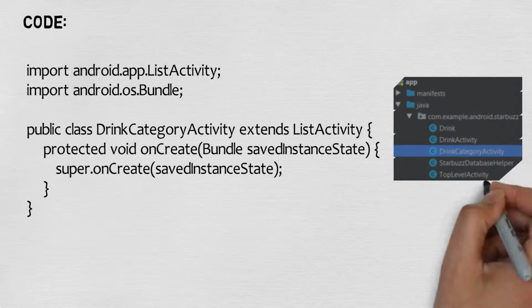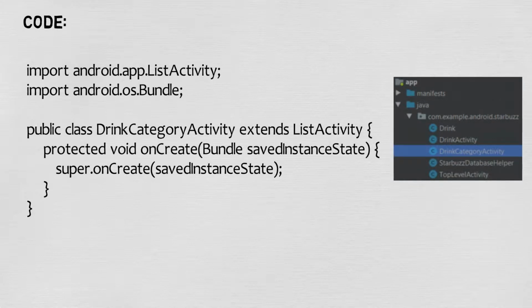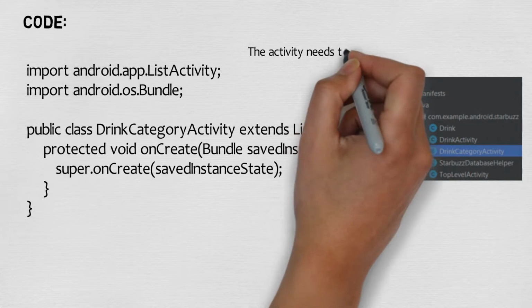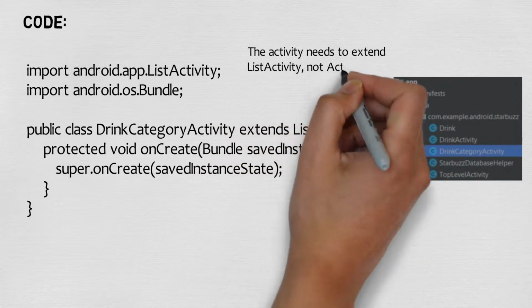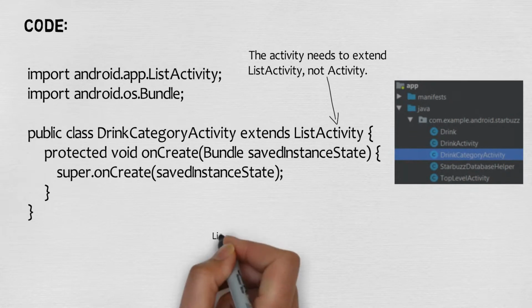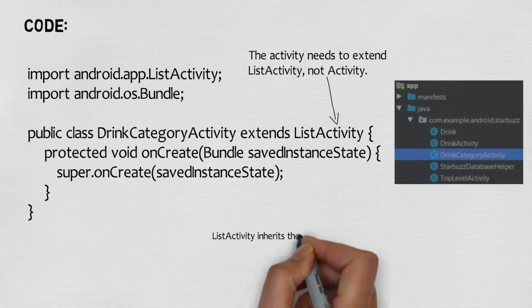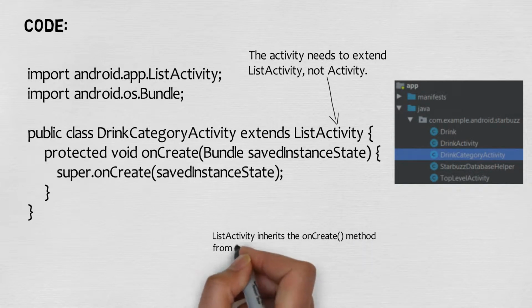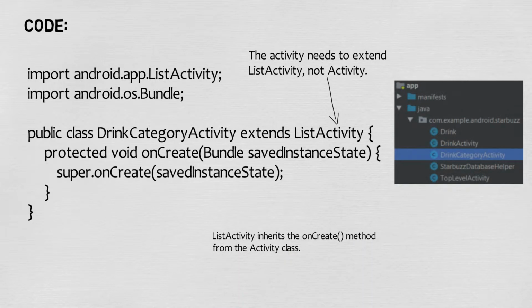The above code creates a basic list activity called DrinkCategoryActivity. Because it's a list activity, it needs to extend the list activity class rather than activity. The other difference is that you don't need to use the setContentView method to say what layout the list activity should use. This is because list activities define their own layouts, so you don't need to create one yourself. The list activity handles this for you.